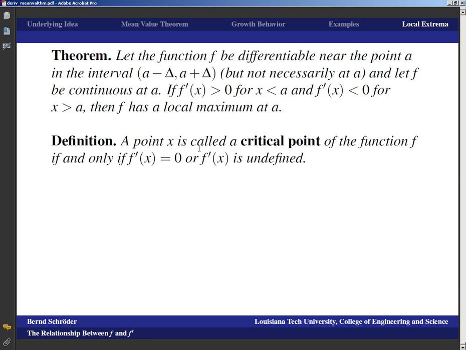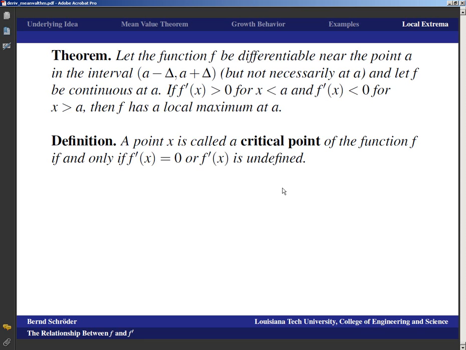Okay, a point is called a critical point of the function if and only if the derivative is 0 or if the derivative is undefined. Well, how does that go? We've just seen that when the derivative changes its sign, that is a local maximum or a local minimum. And of course, if that is the case, then we can go back to what we've done for the intermediate value theorem, and we know that a function changes its sign if and only if it's 0 or undefined in a place. And so those are exactly the places where we could have a maximum or a minimum. And that's already it.